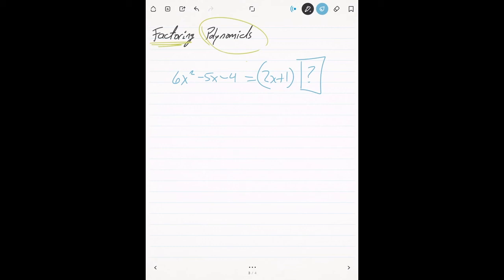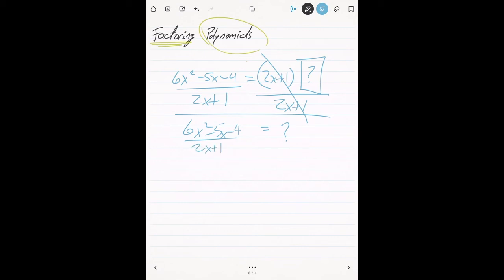Well, again, similar to the techniques we learned in basic algebra, we would just divide both sides to isolate the unknown quantity. So we could simply divide 6x squared minus 5x minus 4 by 2x plus 1, and that should tell us what that unknown polynomial is. But here was the trouble. We now have to go and perform this division.